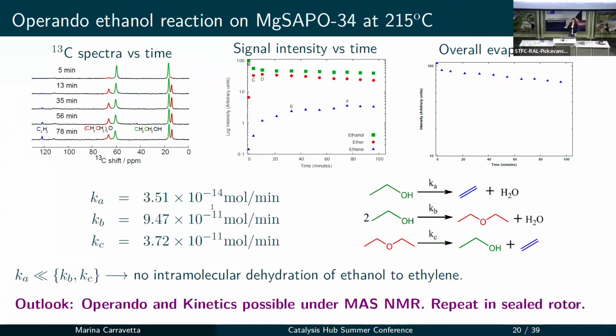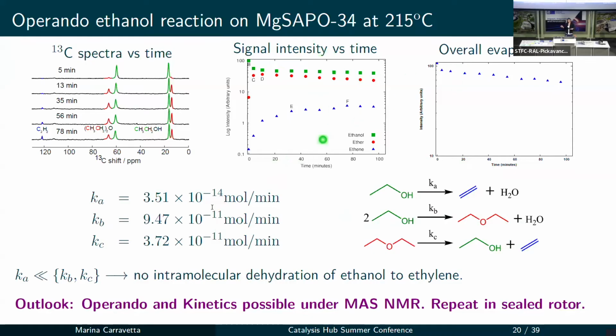And so we can clearly see that the rate constant for this process that goes straight from ethanol to ethylene is about 3 orders of magnitude lower than the others. So the reaction doesn't seem to go through this pathway very significantly. Most of it clearly goes through the step of diethyl ether, and then that progresses to ethylene.